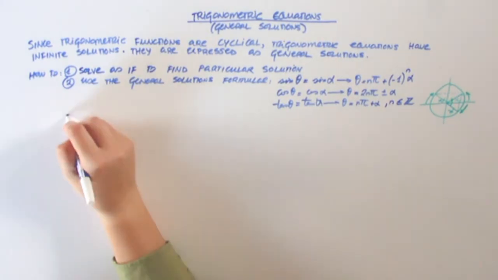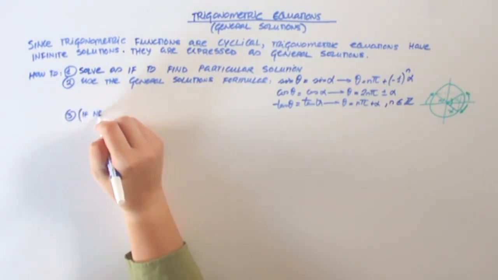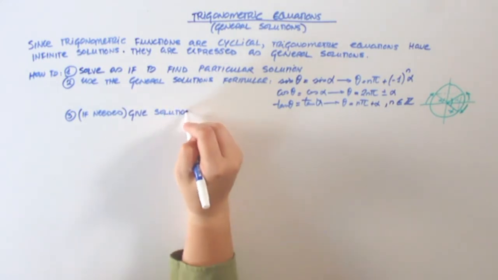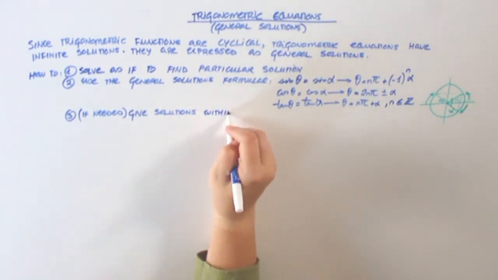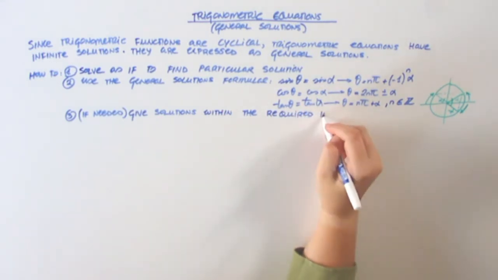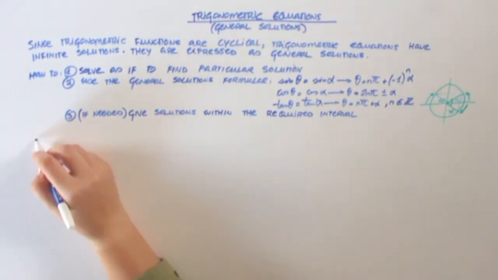The last step, if needed, is to give solutions within a required interval, or in other words, from the infinite solutions that I've got, pick the ones that comply with some condition. Let's see that in an example.